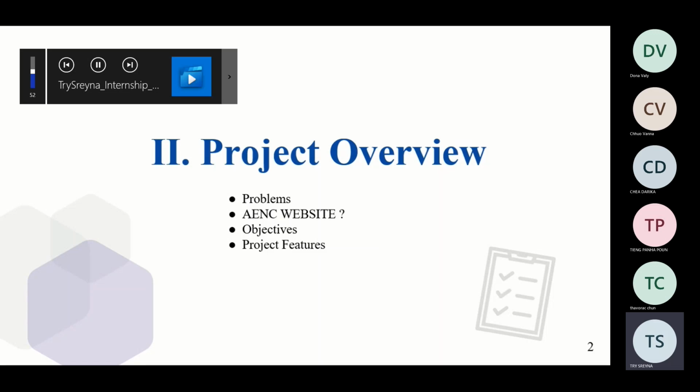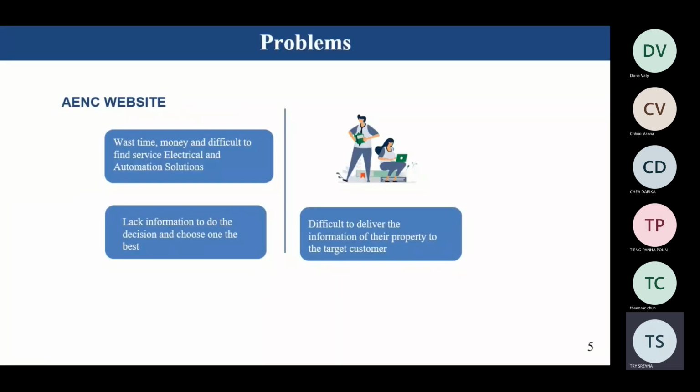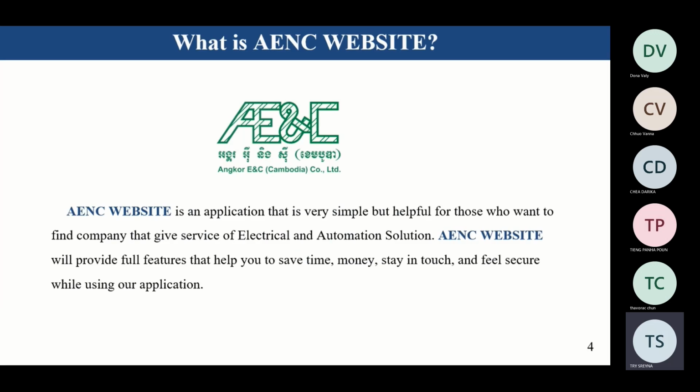Now let me move on to the project overview. There are three main points that made me pick up the project. First is wasted time and money, and difficulty finding electrical and automation solution services. Second is lack of information to make a decision and choose the best one. The last is difficulty delivering the information of their property to the target customer.